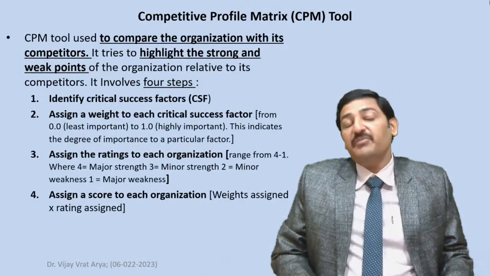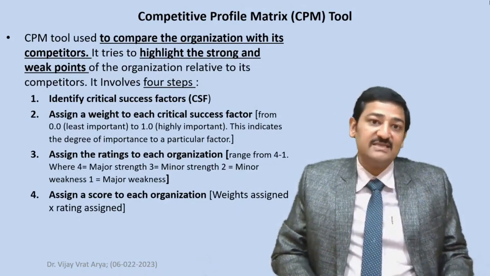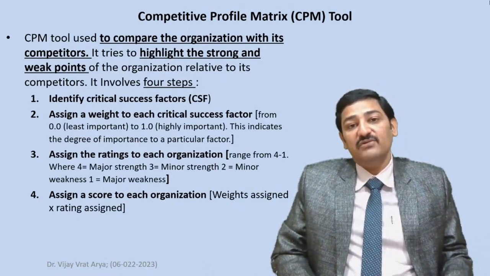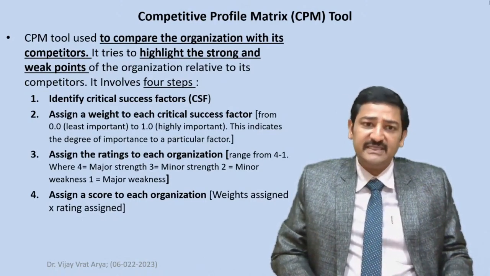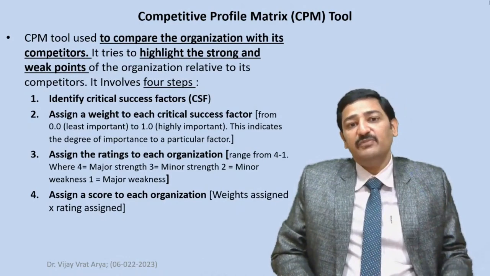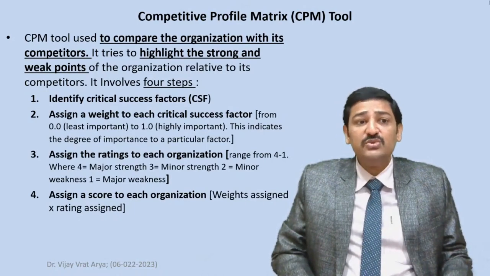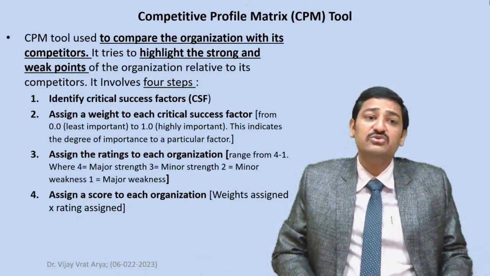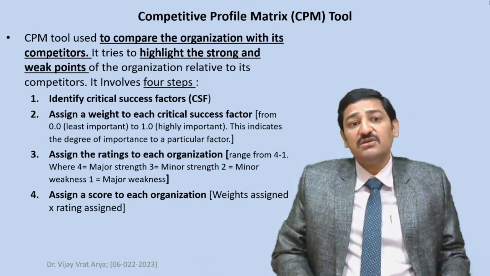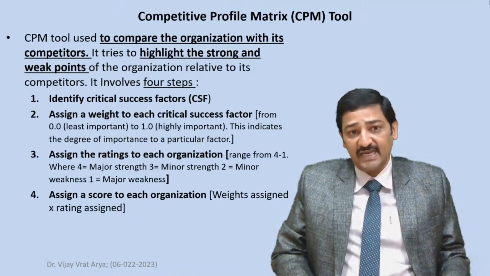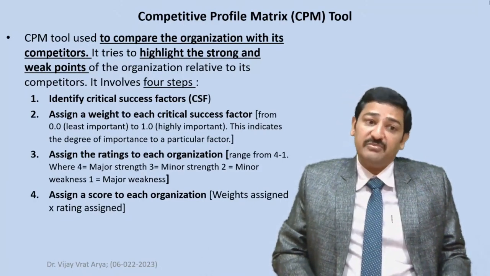Now, another important tool is the competitive profile matrix, also called the CPM tool, very commonly used in understanding the competitors' position and the position of the firm which is analyzing with this CPM. This tool is used to compare the organization with its competitors, and it highlights the strong and weak points of the organization relative to its competitors.